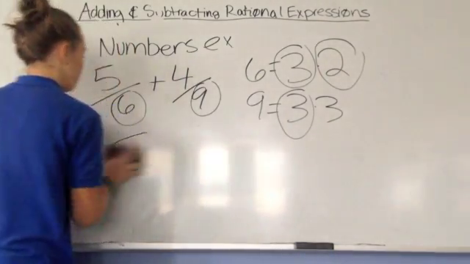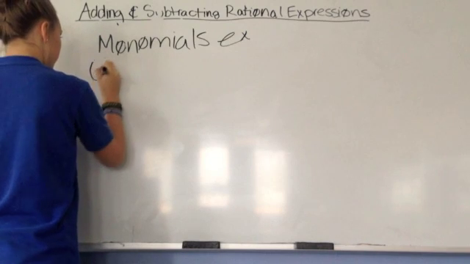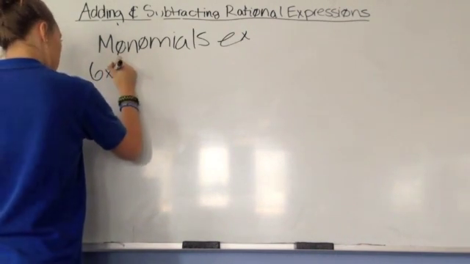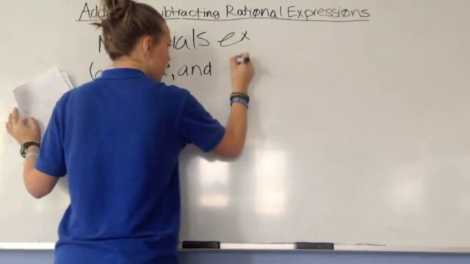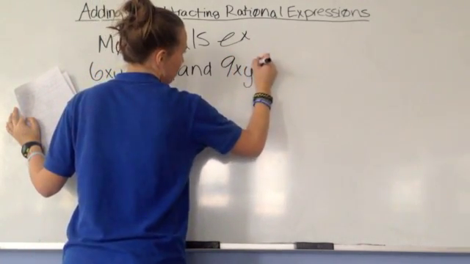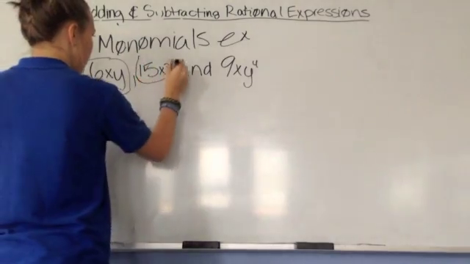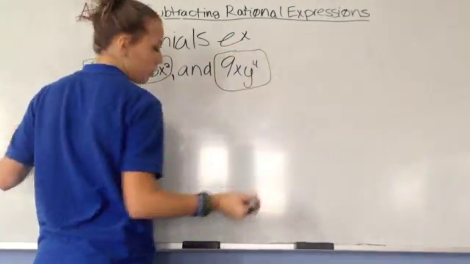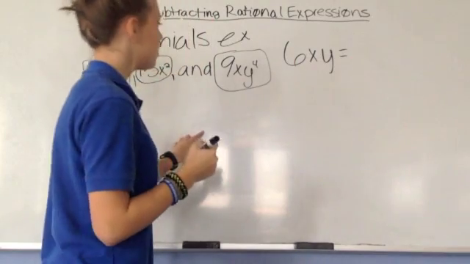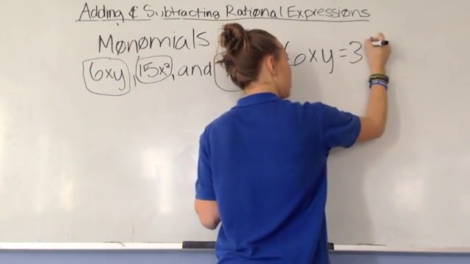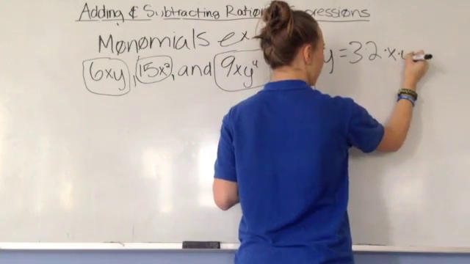Next, I will do a monomial example. So we're going to find the LCM of 6xy, 15x squared, and 9xy to the 4th power. So you are going to factor each of these, so 6xy, 15x squared, and 9xy to the 4th power. So 6xy factors into 3 times 2, because you need 3 and 2 to get 6, and then x to get the x, and y to get the y.